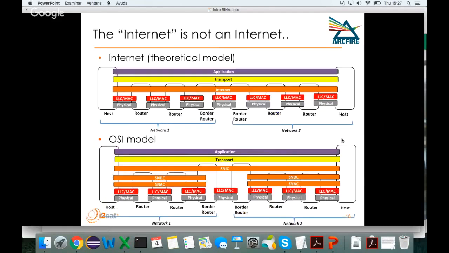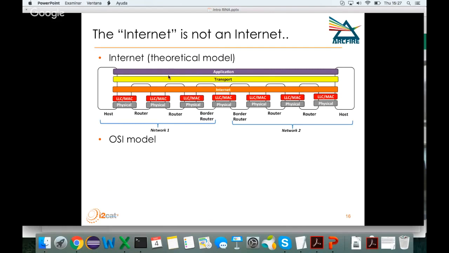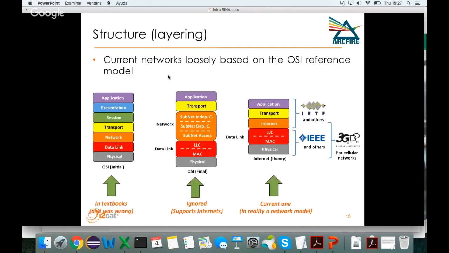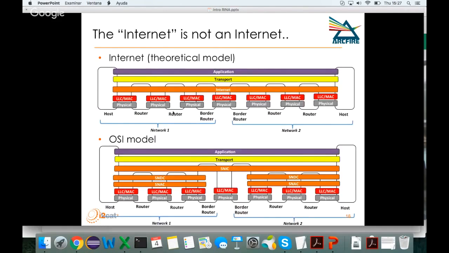What are the problems of this structure? We can say that the internet is not really an internet, but a large concatenation of networks, not an internet. If we look at the model we have seen here and apply it to an internet, we have one network of one provider, another network with another provider.